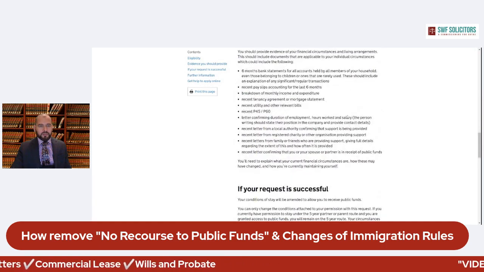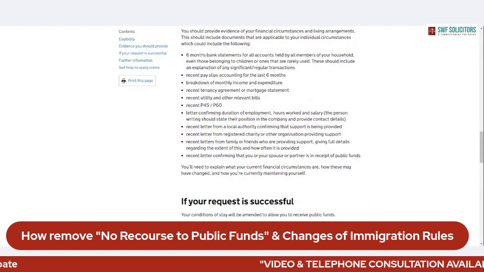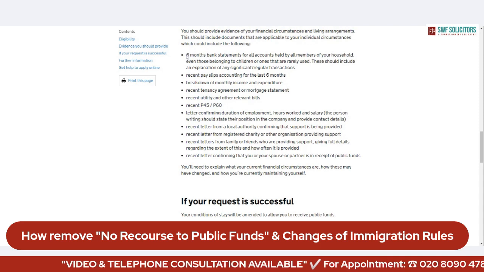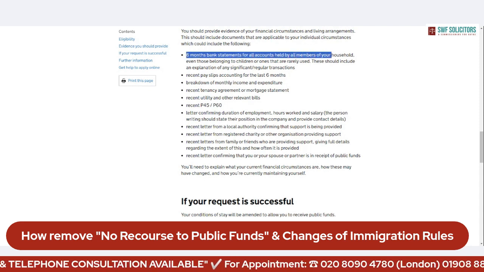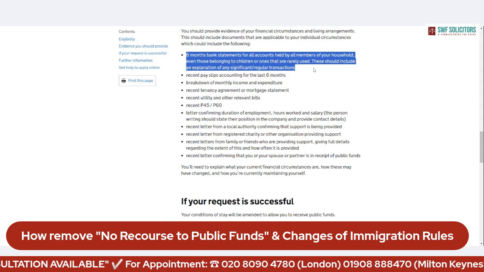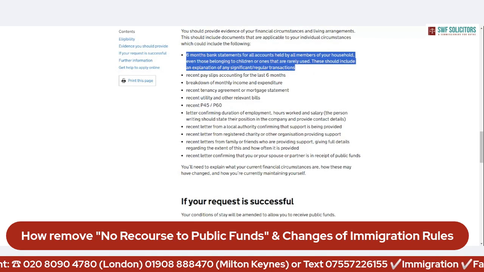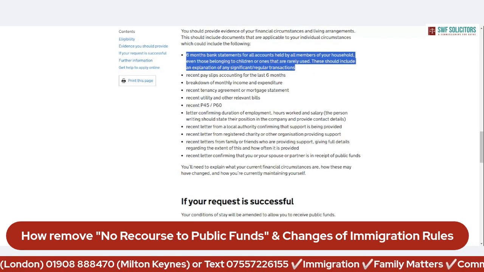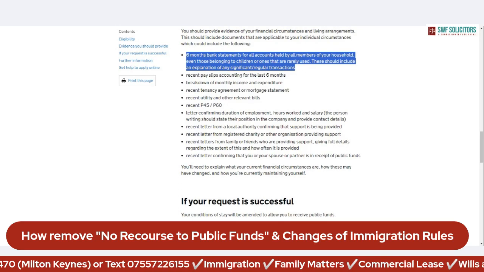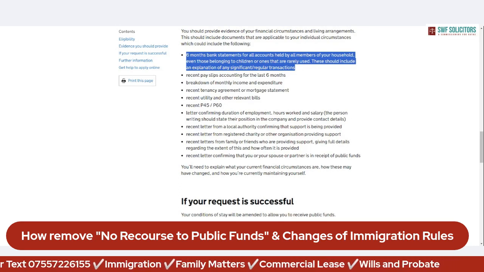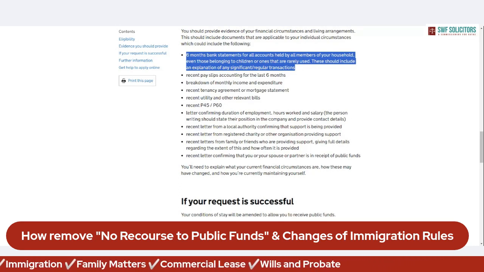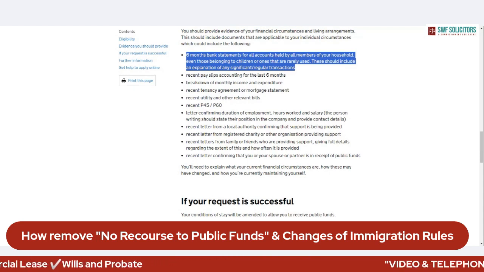So these are the evidence basically you need to provide. Let me make it broader. Okay. So this is basically your 6-month bank statement from all accounts. And this is very important because if you have savings or money in your bank account, you are less likely to get access to public funds. The Home Office may refuse your application. They say you already have savings. That means after paying all the utility bills and all the outgoings of your family home, you are still saving money. So you are not destitute or in financial difficulty.